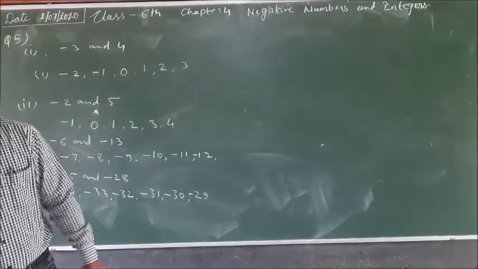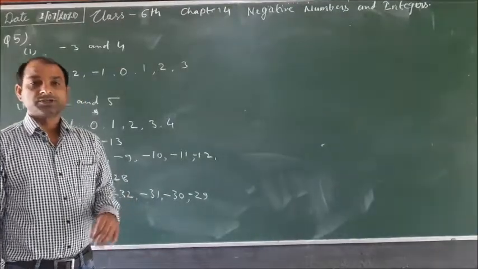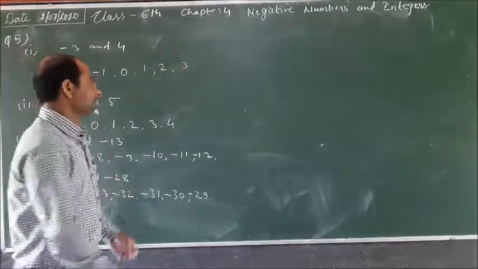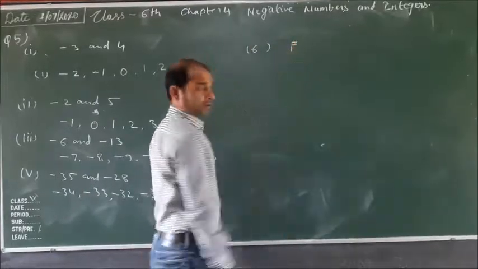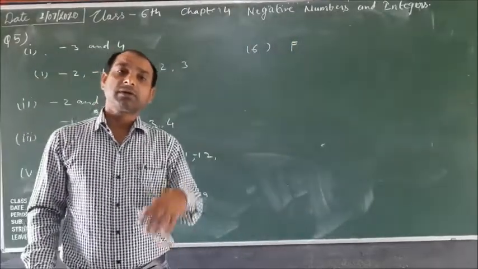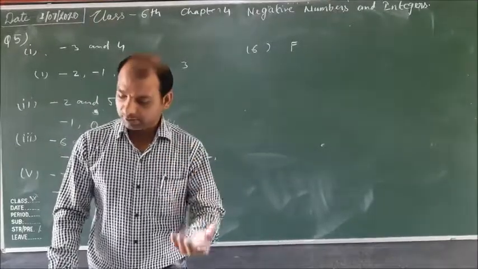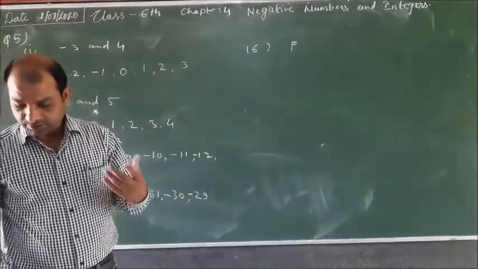Now the question number 6, dear students. Write the answer true or false. The smallest integer is 0. This statement is false. Why? Because 0 is neither a positive nor a negative integer. So this statement is false.